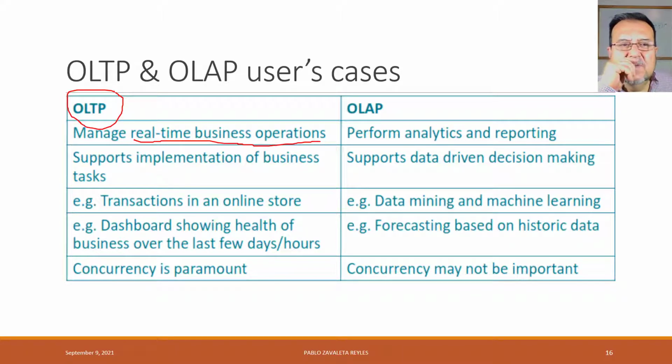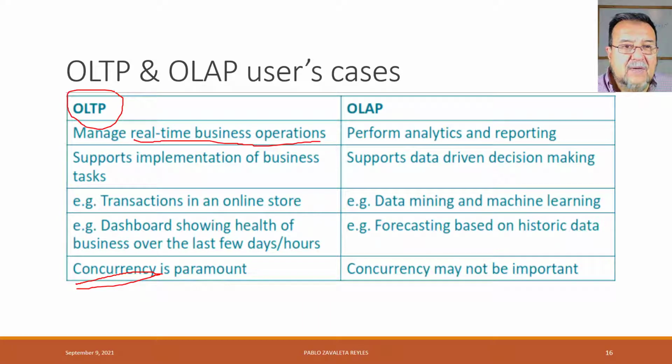It usually supports the implementation of business transactions, for example, at a store or at a website that sells. And it helps us to create dashboards showing what's going on with the business. And the main point here is concurrency. Why? Because multiple clients will be accessing this database at the same time.